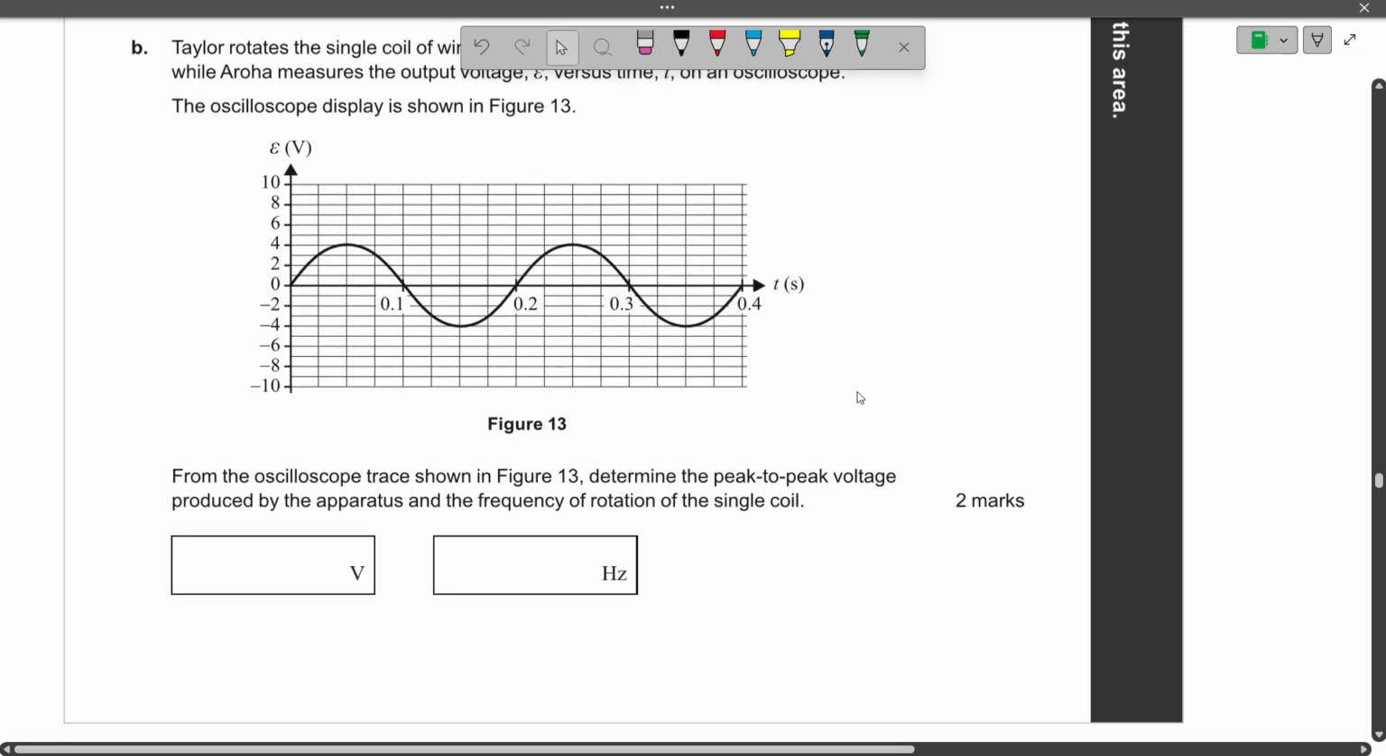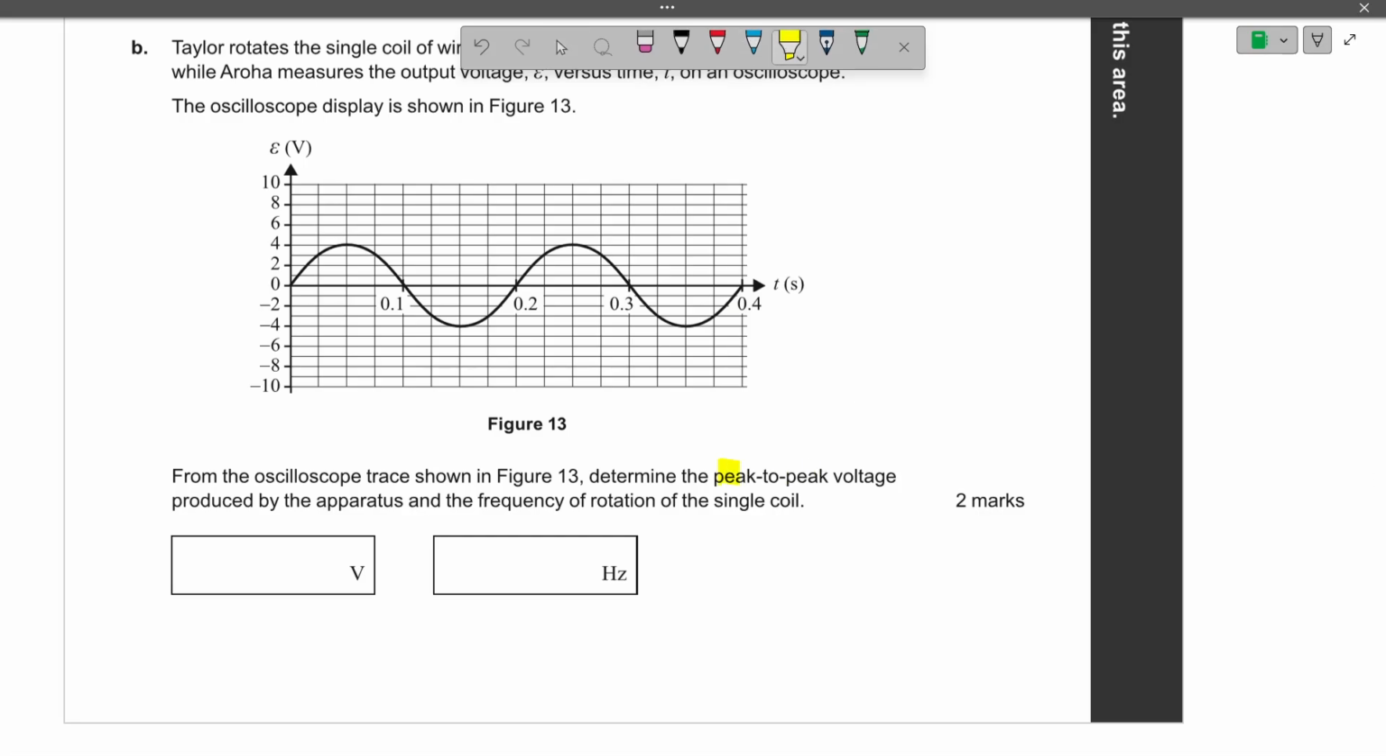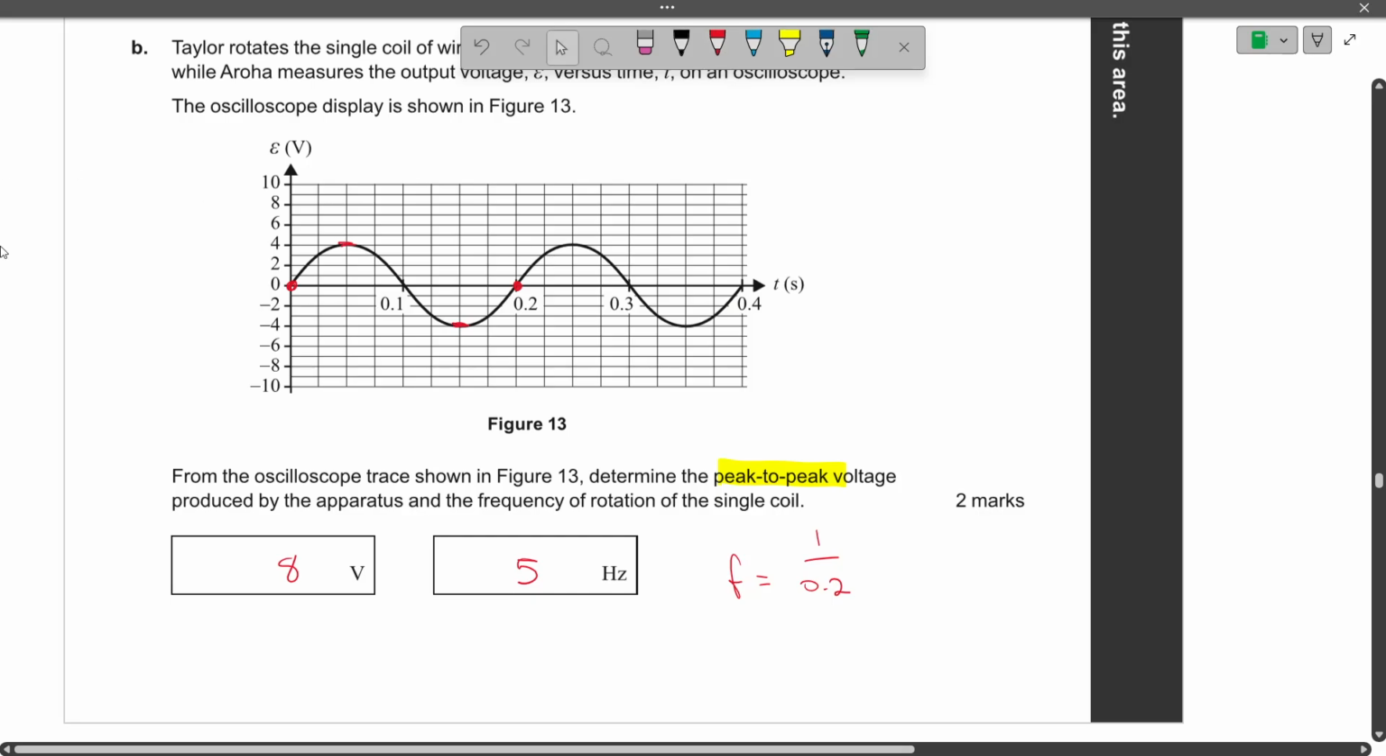Alright, so this should be pretty straightforward. Peak to peak, you should know what that is from theory. It's just the difference between the highest and lowest points of your output. So that seems to be from 4 to negative 4 volts, so that's just 8 volts. The frequency comes from the period of your graph, so one period is from there to there, which is 0.2 seconds, so the frequency is 1 over 0.2, which is 5 hertz. Okay, don't need to do any working out, unless you want to show that for your frequency, but just have to put the numbers in the boxes.